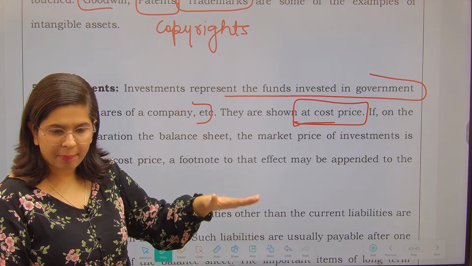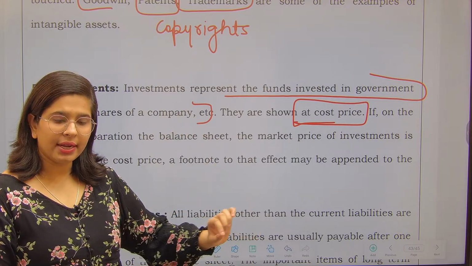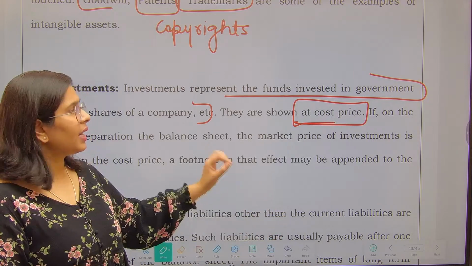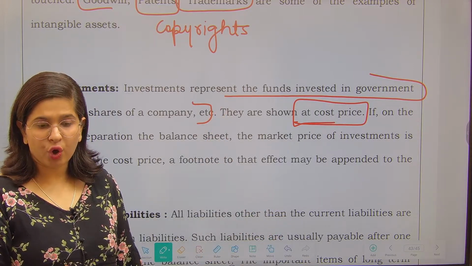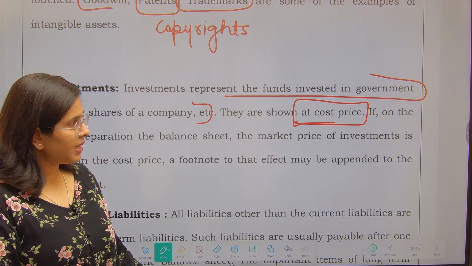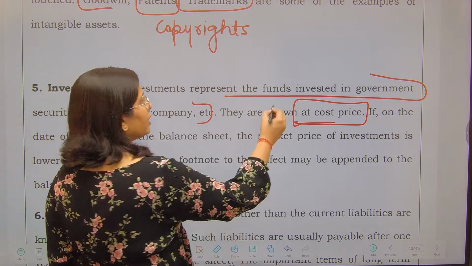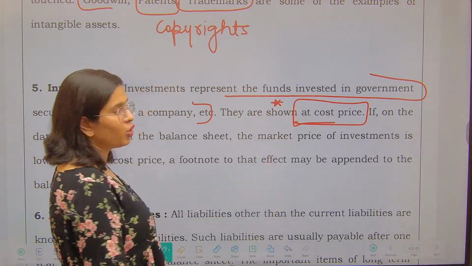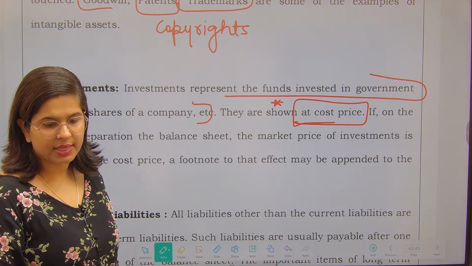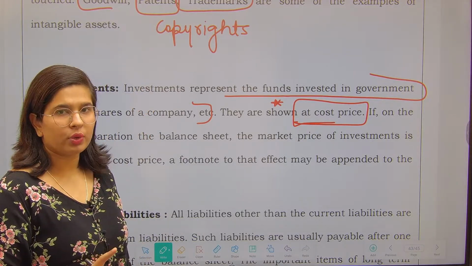Okay? After preparing the balance sheet, I will write it as a footnote that yes, market price of such investments have gone down. But please remember, you will record the investments into your balance sheet at cost price. There should be no confusion about it. Okay?